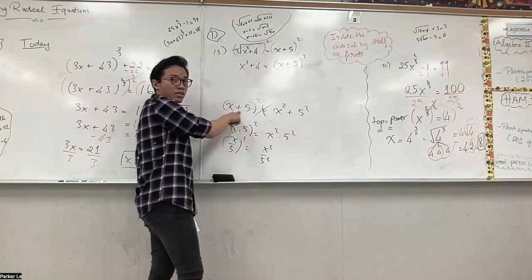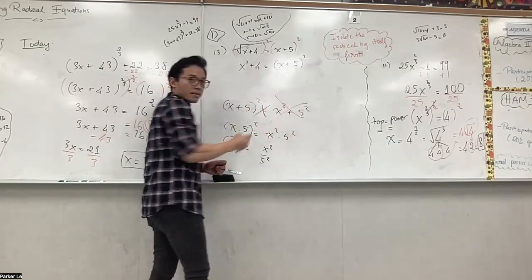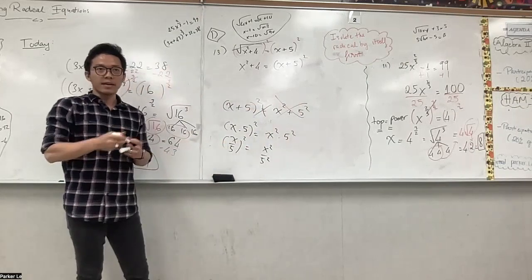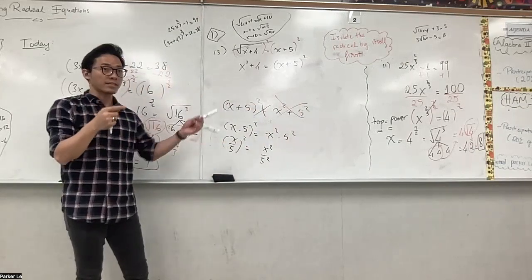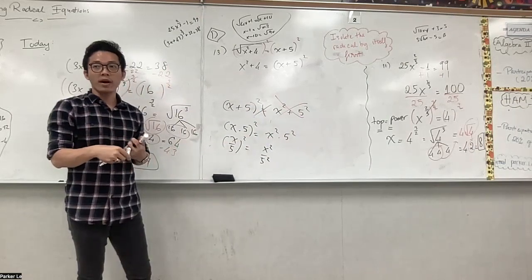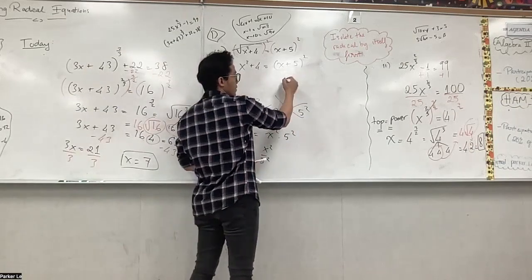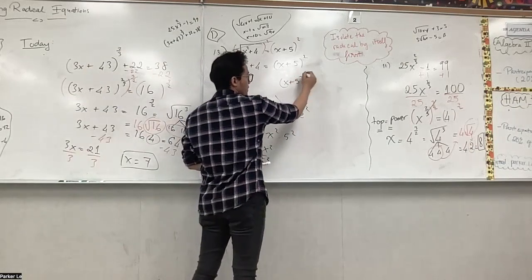But when it is adding or subtracting, you cannot distribute the square like this. This is a big no. Okay? Then you have questions. You answer: what is this equal to? X minus five. X plus 5 squared is equal to what? How can I handle this? What is x plus 5 squared equal to?